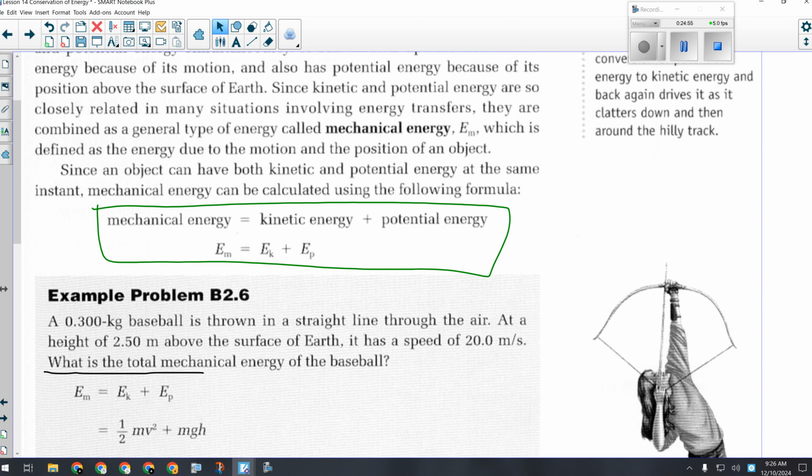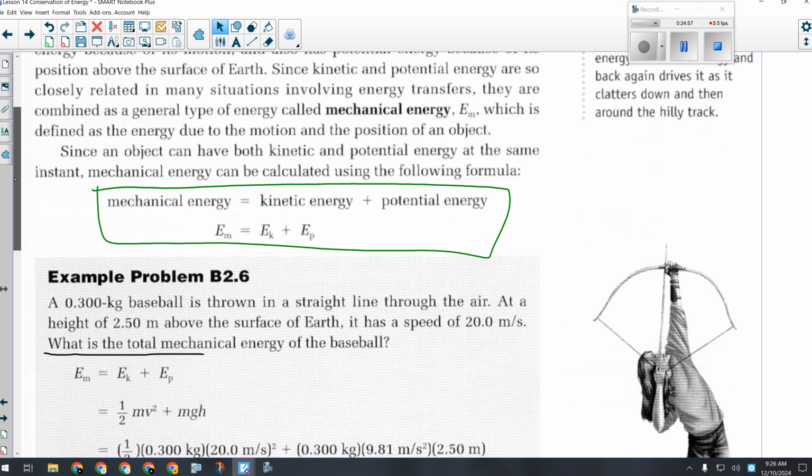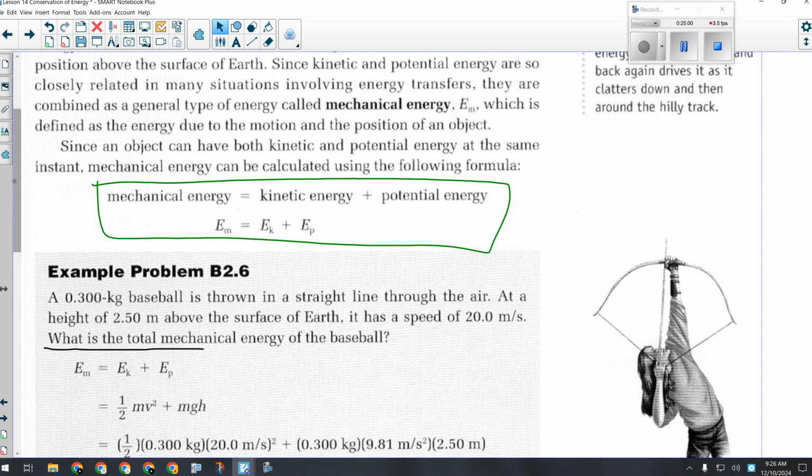So in this first example here where we've got the baseball, it says a 0.3 kilogram baseball is thrown in a straight line through the air. What's wrong with that sentence? Can you actually throw something horizontally in a straight line? No. Anything you try to throw horizontally is going to arc down. It's going to fall. Gravity is going to ruin that for you. Nobody can throw anything in a straight line. So that's a little bit imaginary.